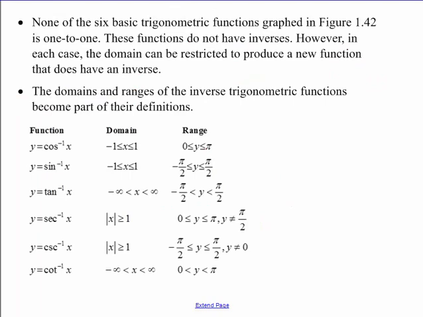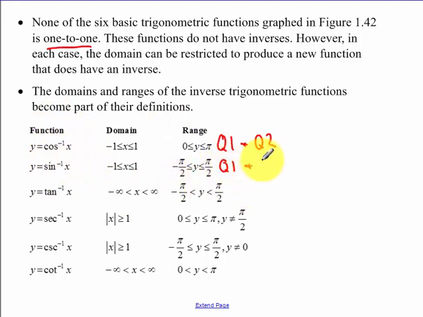Okay, so our 6 basic trig functions graphed in the figure, the figure that I showed you earlier, these are not one-to-one. So therefore we have to restrict the domain of the original to then be able to get an output for inverses. So when I'm looking at my cosine function, I've restricted the graph of the original function from 0 to pi, so quadrant 1 and quadrant 2, so that I can then take the inverse of that function. Sine, notice this restriction.